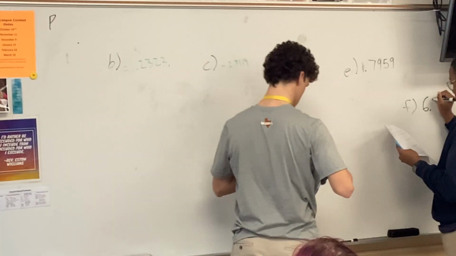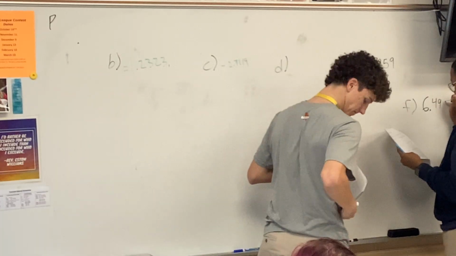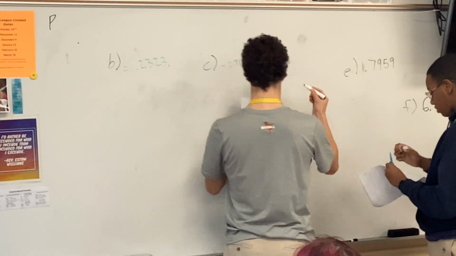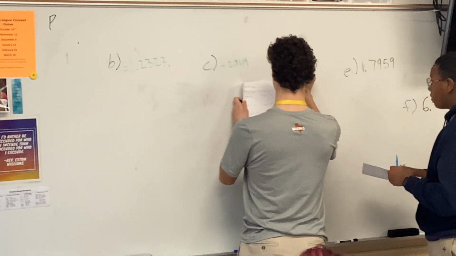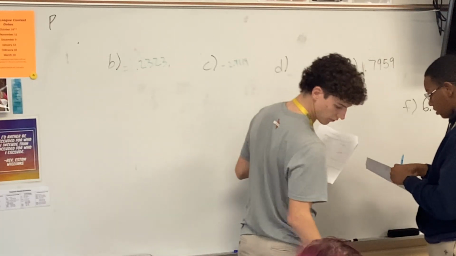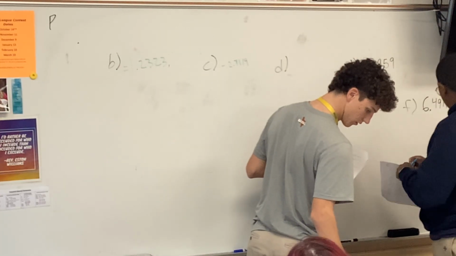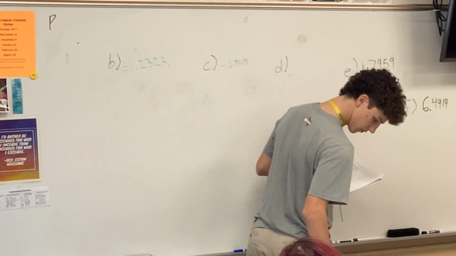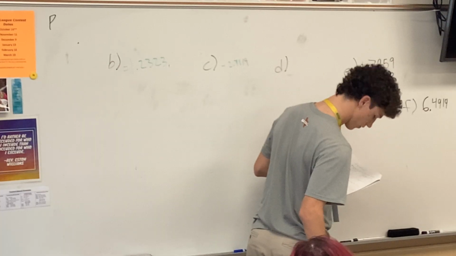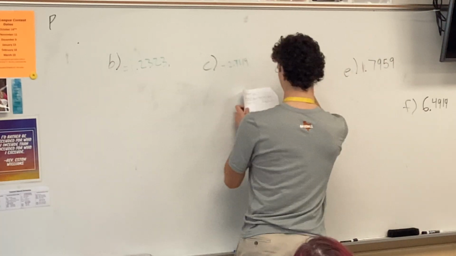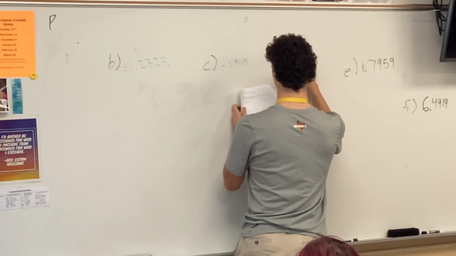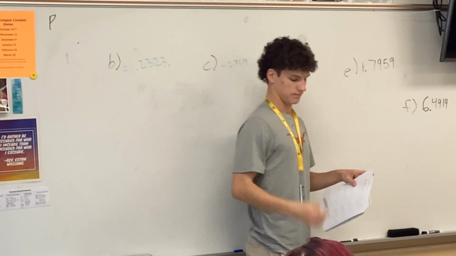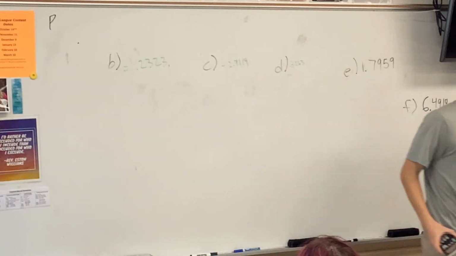It's 0.4. Am I the only one who got 0.88? What'd you get? I got a B. Chase, how'd you do B? E? 1.795. Yeah. See, but they got 1.2.